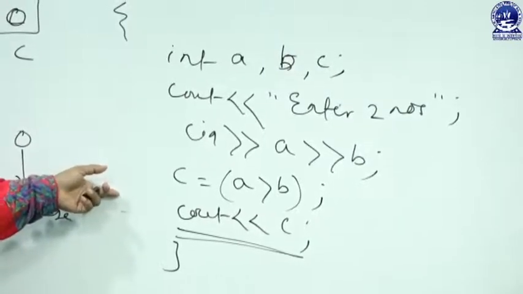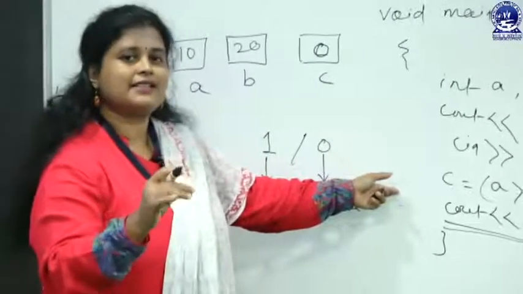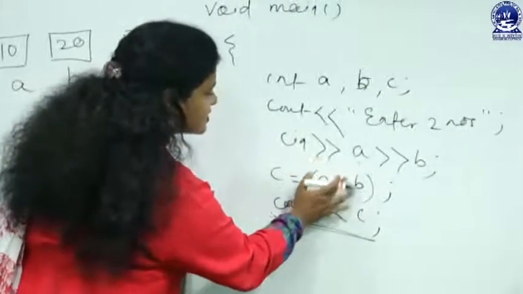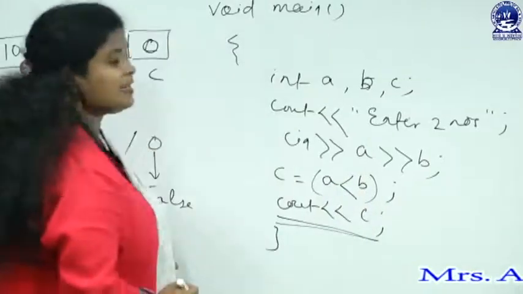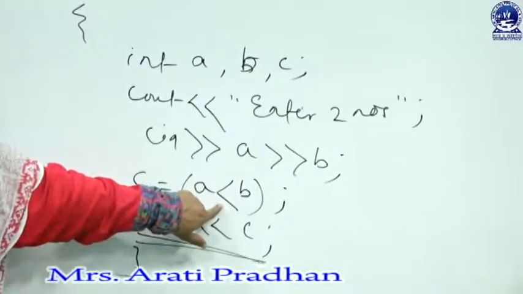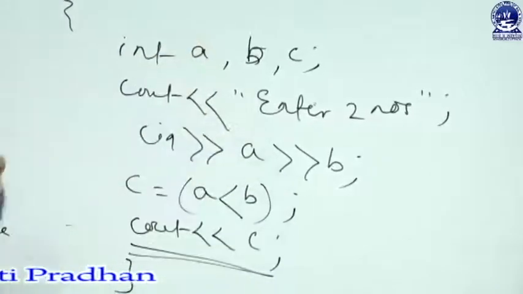I am just changing the coding in a simpler way, so that you can understand the next relational operator, that is the less than symbol. I have just changed it here, and I have used the same coding.